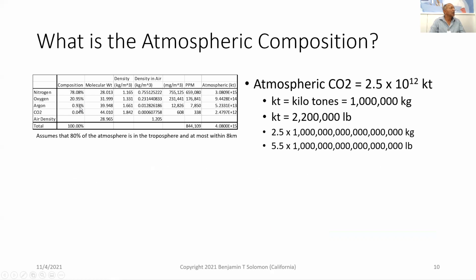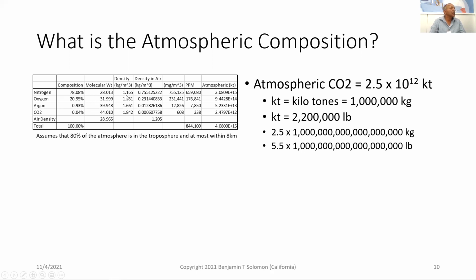Nitrogen, oxygen, argon, carbon dioxide, and a few other rare gases. They are so rare that when you round to 2 decimal places, they don't show, and it shows up as 100%. And so, using the molecular weight of the gases and the density of the pure gas, you can calculate the partial density.